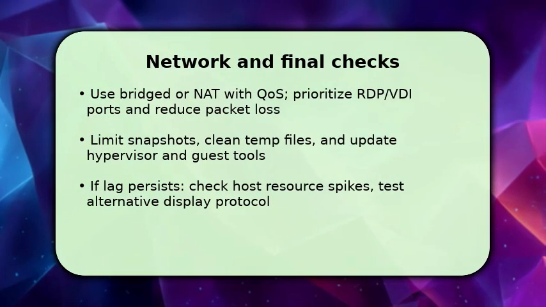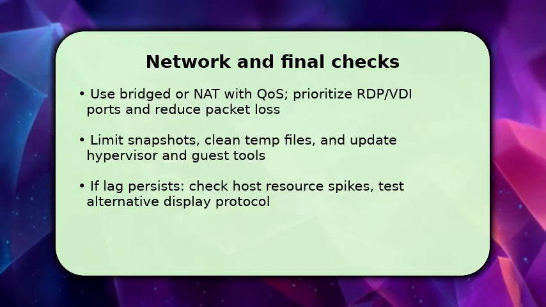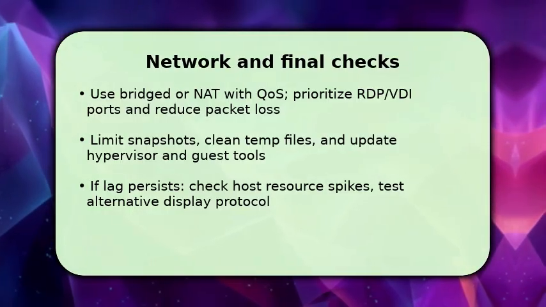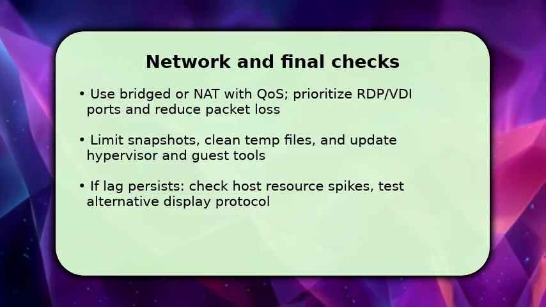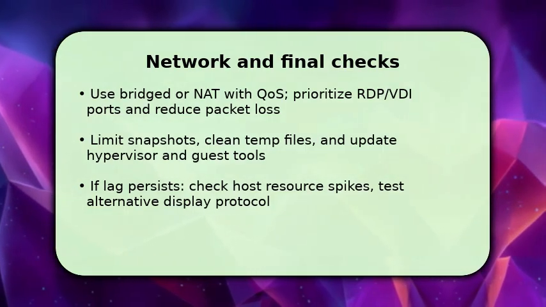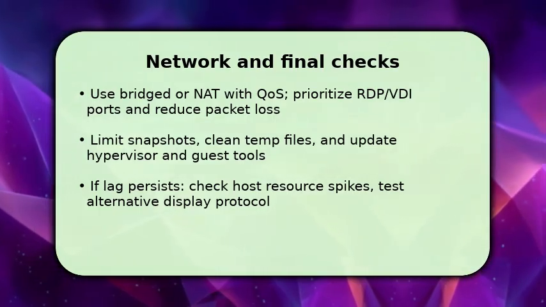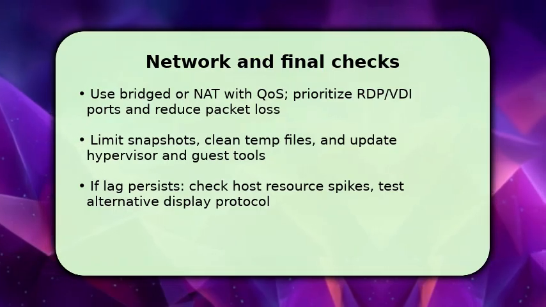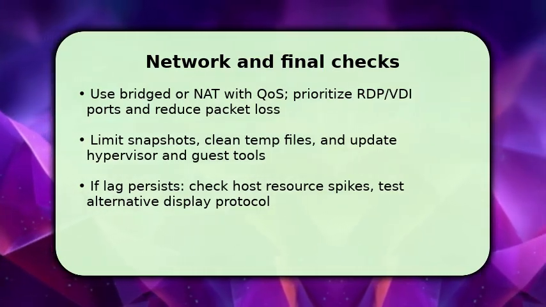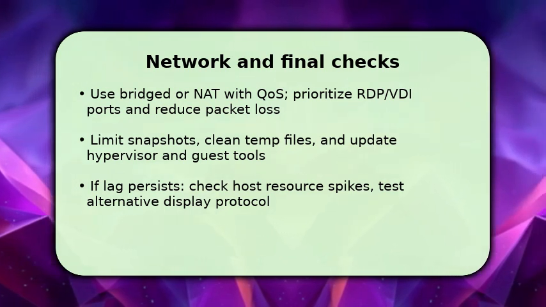Finish by addressing networking and housekeeping. Configure bridged networking or NAT with CoS so remote desktop traffic is prioritized and packet loss is minimized. That reduces perceived input lag. Then clean up the VM, delete old snapshots, clear temp files, and ensure hypervisor and guest tools are up to date. If you still see stutters, watch host resource spikes in real time and try an alternate display protocol. These checks isolate whether the issue is network, GPU, or CPU bound.